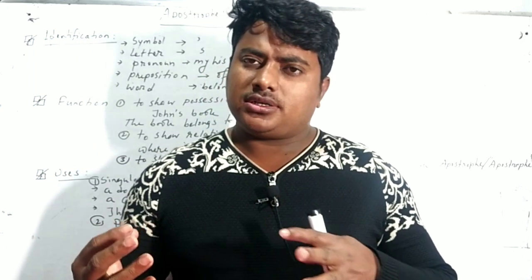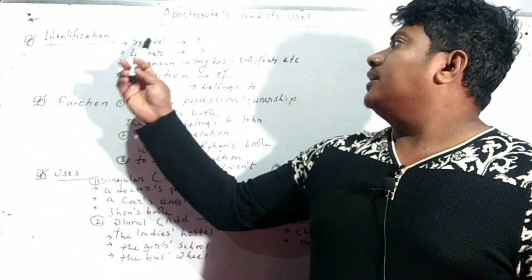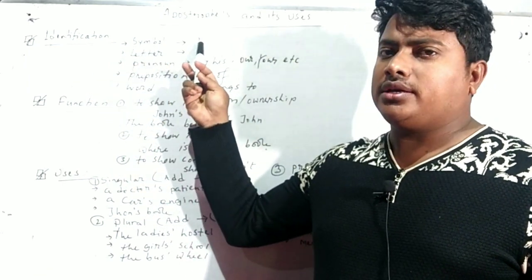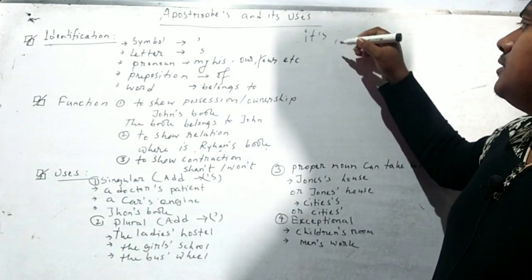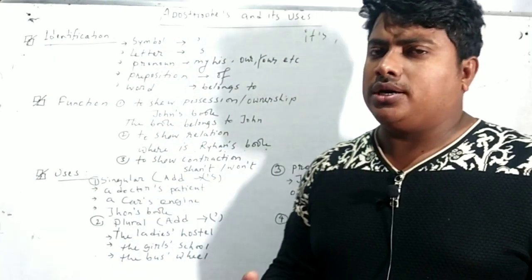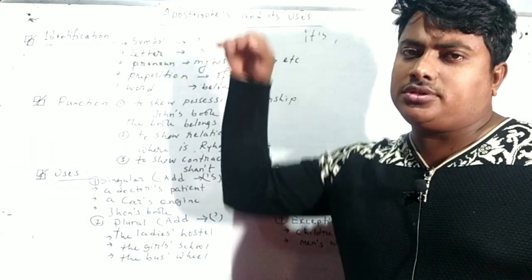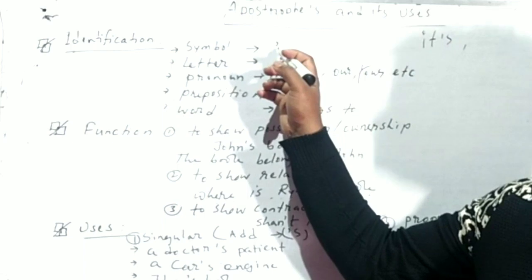How do you identify apostrophe? Because the apostrophe sometimes works for contraction, sometimes works for possessions. How do you identify the nature of apostrophe? If we express it by symbol, it is this way, such as it's. This way we have to use. It is not like a comma. It is different from a comma. A comma is used on the lower side and the apostrophe is used in the upper side of the word. So by symbol it is apostrophe.